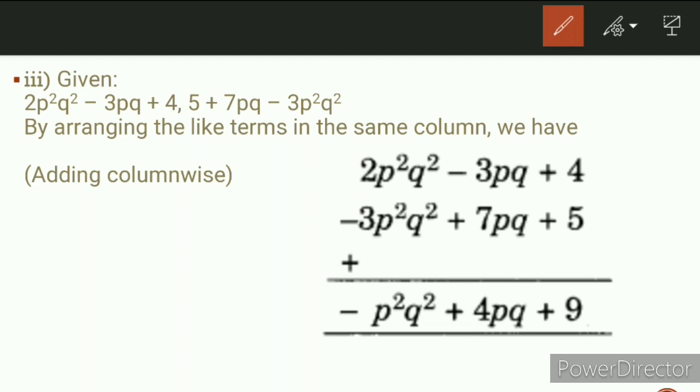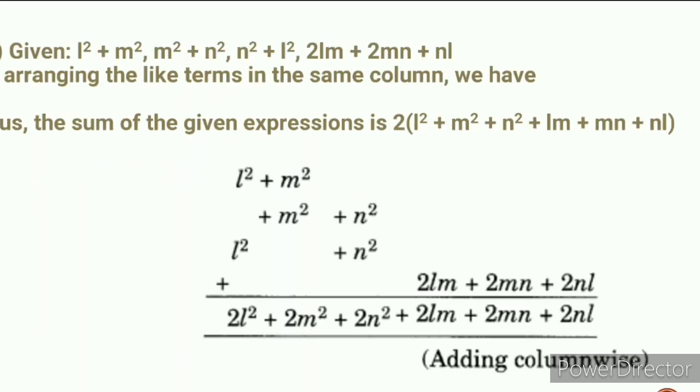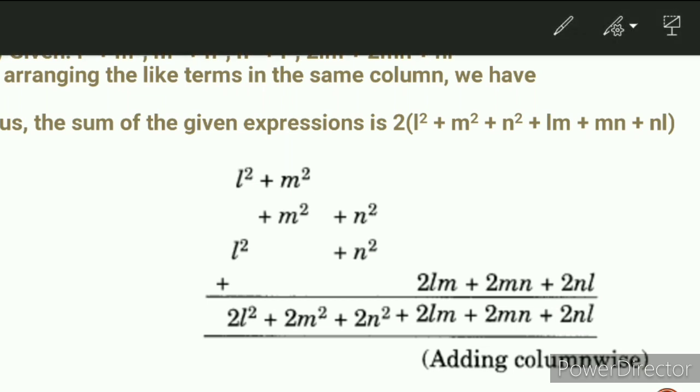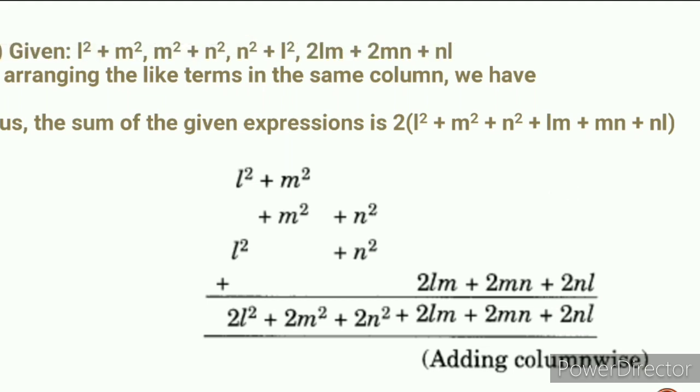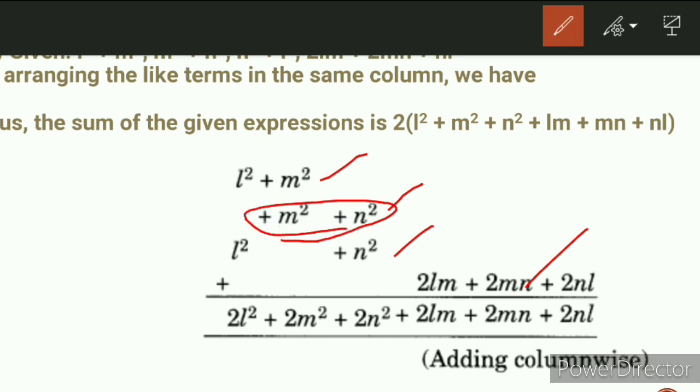Okay, copy down. Next, the fourth question. Given expressions, that is L square, M square, M square, N square: binomials, and one trinomial is also given. In this way, arrange the like expressions. How do we arrange them? See, first L square, M square. Next, there is no L square term, so leave a space here.